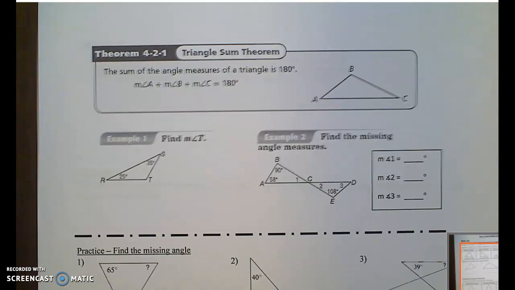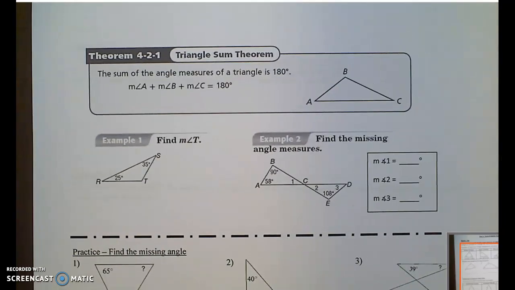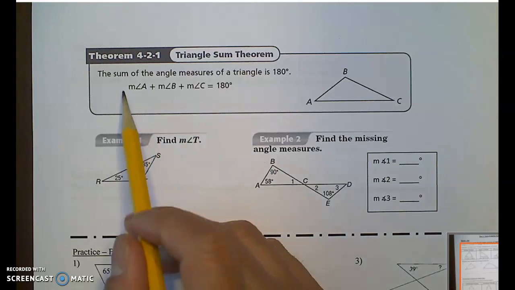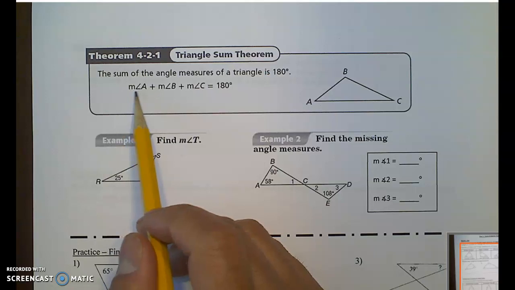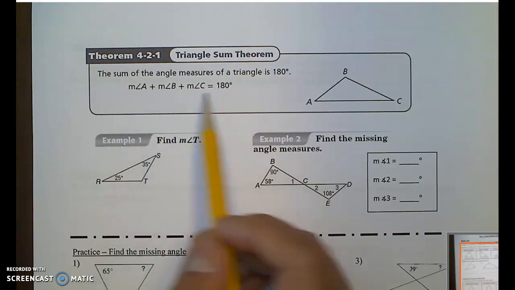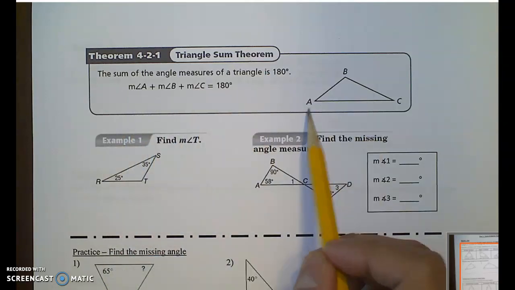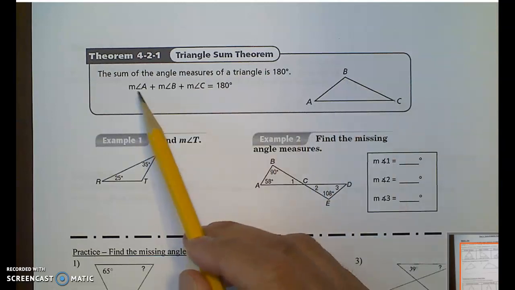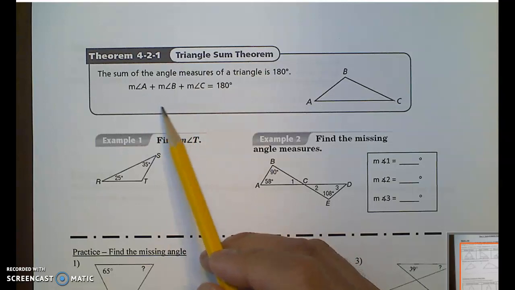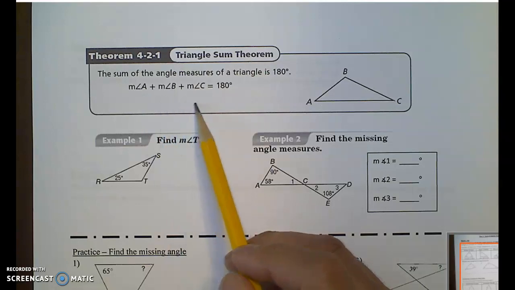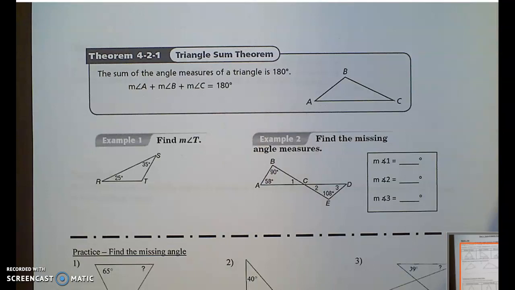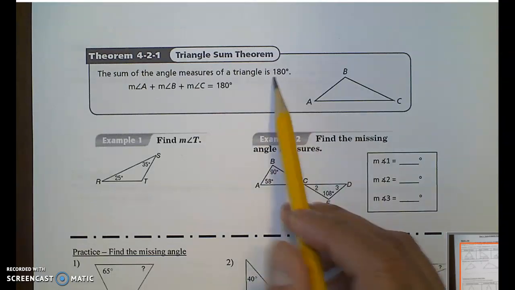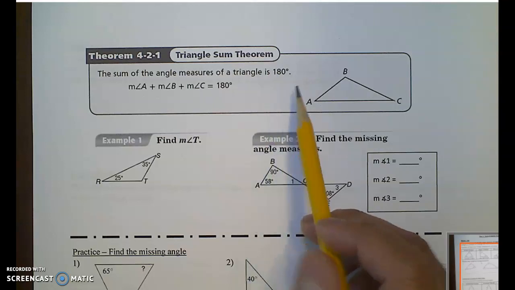Alright, so now I'm going to go back to talking about the angles of a triangle. It says here, the sum of the angle measures of a triangle is 180 degrees. We notice that we're naming the angles with these capital letters, so the measurement of angle A plus the measurement of angle B plus the measurement of angle C all add up to 180 degrees. So that's an important theorem to remember.